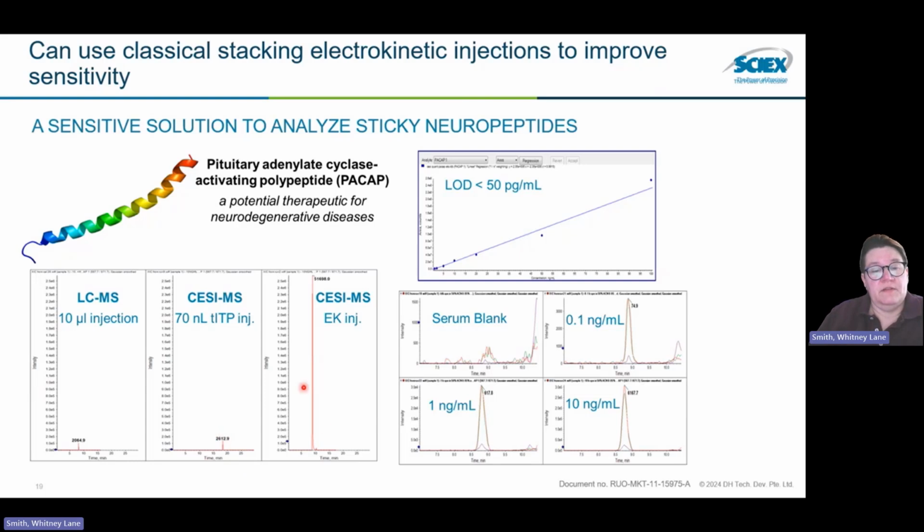But we also have the ability to do electrokinetic injection, which means we inject anything that's charged. And so if your protein or molecule is charged, then it's going to go in the capillary, which can then increase the sensitivity. And here for PACAP, we did electrokinetic injection, and you can see that the LOD is around 50 picograms per milliliter.